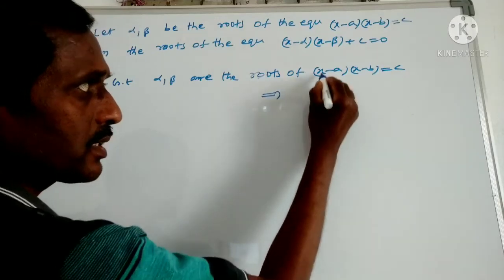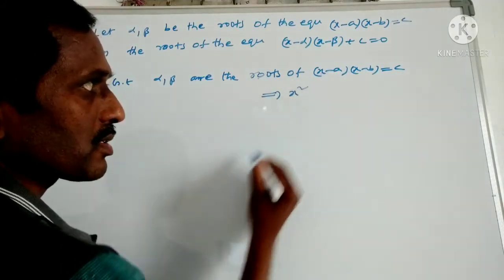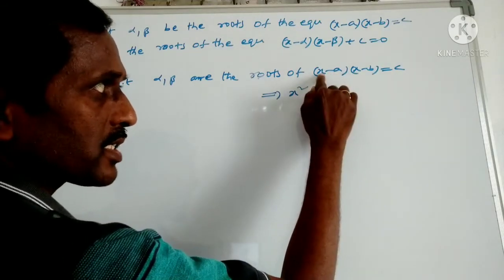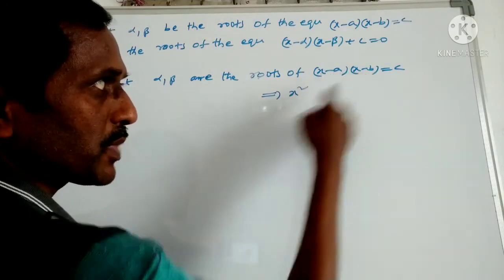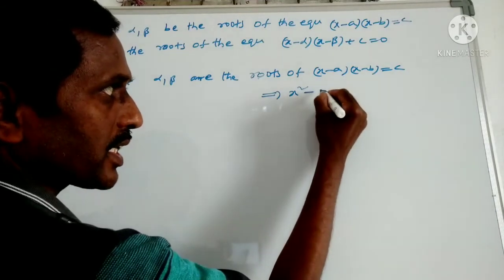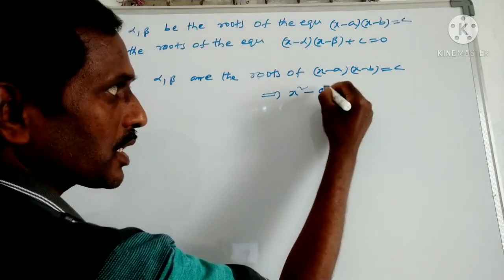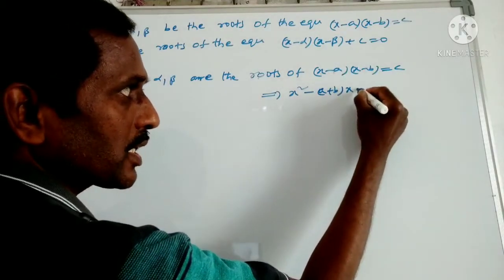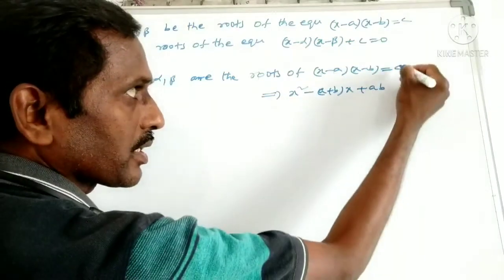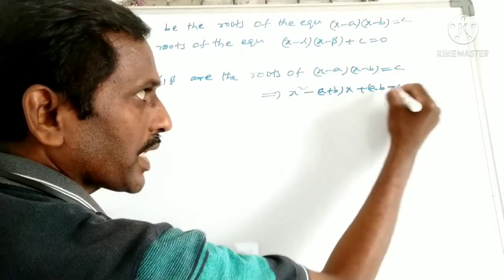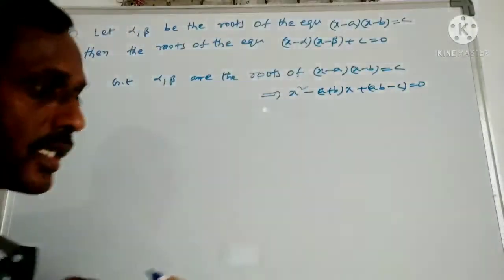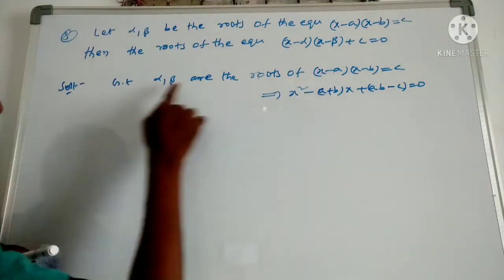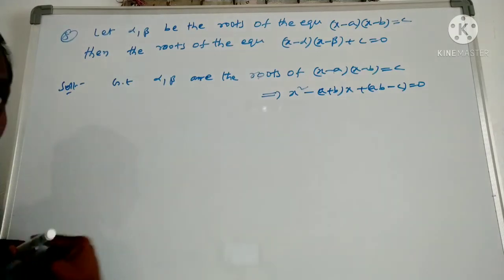This implies that x into x is x square. Then minus a into x is minus ax. x into minus b is minus bx. So minus x taken as common: (a plus b) into x. Then minus a into minus b is ab with a plus sign. This c taken to the other side: minus c equals 0. It is the quadratic equation. Now for this equation these are the roots, so we can write sum and product values.